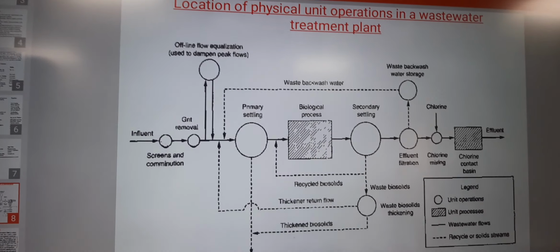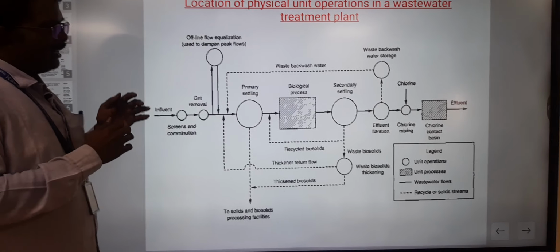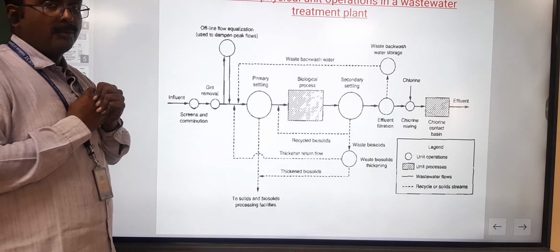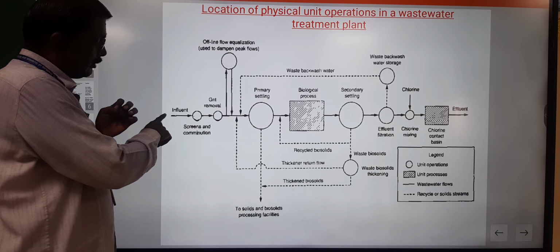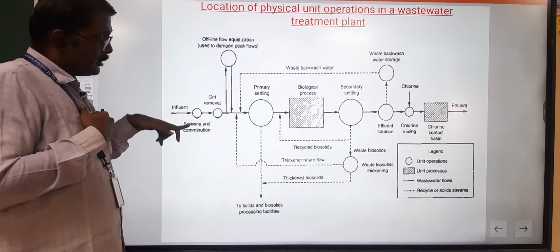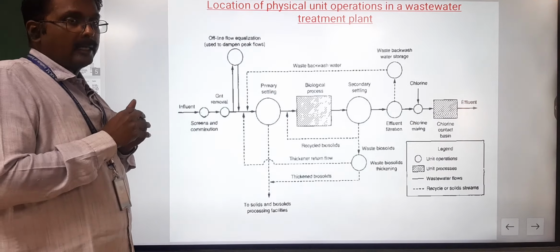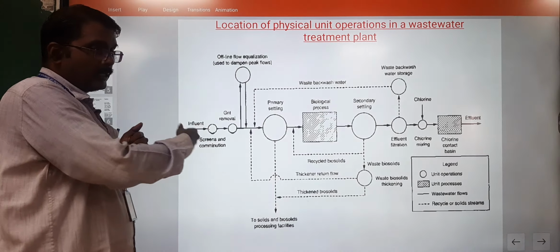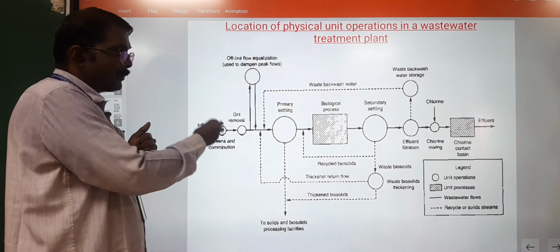Now, we have a separate flow sheet here that explains the major unit operations as well as the processes involved in the treatment of wastewater. As you can see, the wastewater is entering from this side, influent. Then the first stage is screens and comminution. As I mentioned, screens are used to remove the visible impurities, like tree leaves, trunks, racks, all those things. Comminution is used to grind the contaminants present in the wastewater.